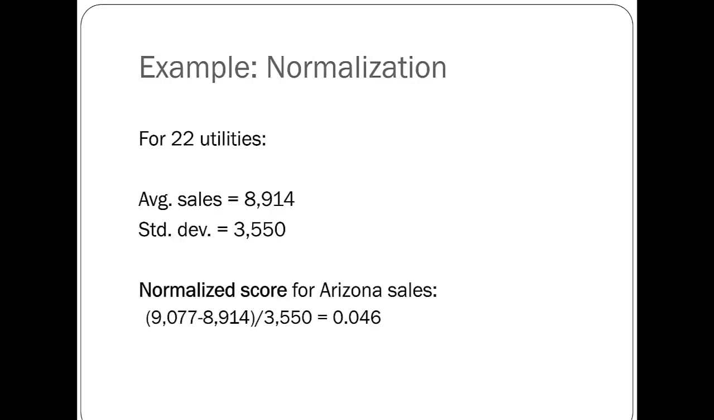For example, if we were to look at our utility data, we'd say the average sales is 8,914 with a standard deviation of 3,550. The normalized score then for Arizona's sales would be, this is 9,077. Those are the sales for Arizona. Subtract the mean, divide by the standard deviation, and we have 0.046. So that means Arizona is pretty close to the mean in terms of standard deviations. It's 0.046 standard deviations above the mean.